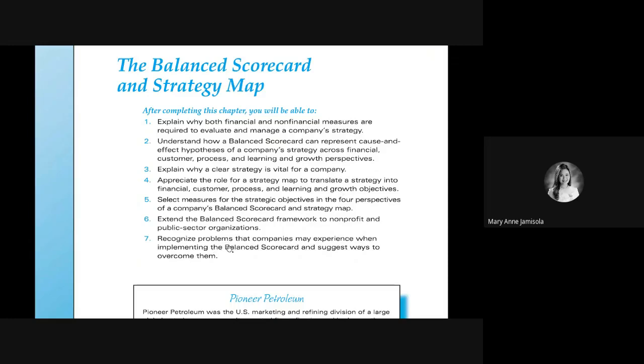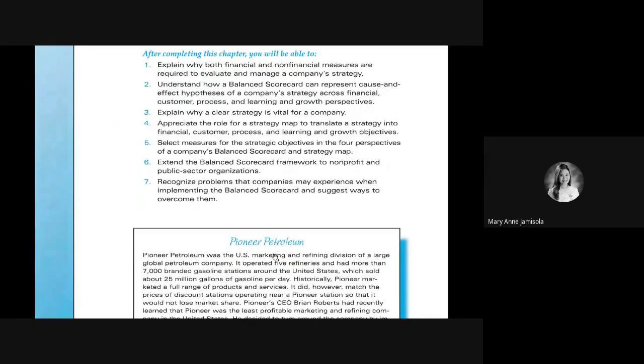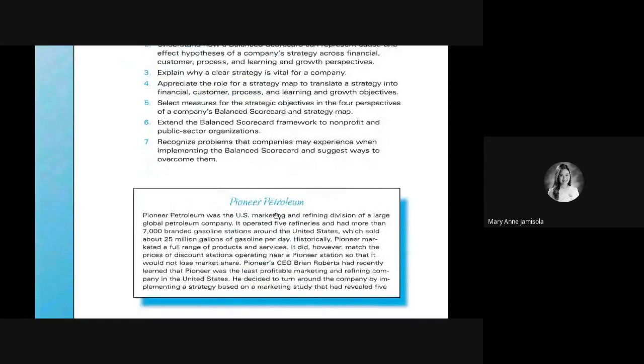Then we should be able to recognize problems that companies may experience when implementing the balanced scorecard and suggest ways to overcome them. So this Pioneer Petroleum is just an example of a company that is used in this chapter wherein the concepts of the balanced scorecard are applied.